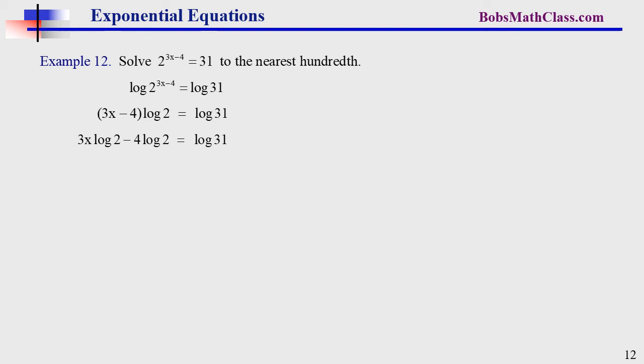We need to get the x by itself. So bring the negative 4 log 2 to the right-hand side. That'll change to a positive. And now divide everything on the left except for the x. So divide both sides by 3 log 2. So that's our answer. You just need to type it into your calculator. Try to use the fraction button. I think it's easier.